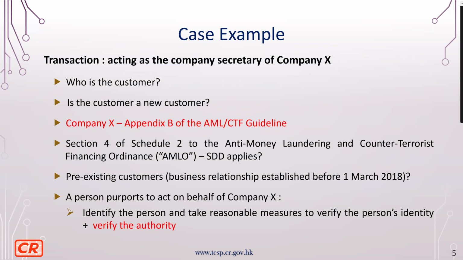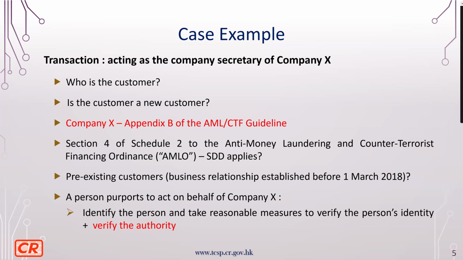Next, the licensee should also identify the beneficial owner of the customer, that is Company X, and take reasonable measures to verify the beneficial owner's identity. As the beneficial owner of a corporate customer is an individual, licensees should collect the information and documents set out in Appendix A of the AML guideline, such as to obtain a copy of the beneficial owner's Hong Kong identity card.